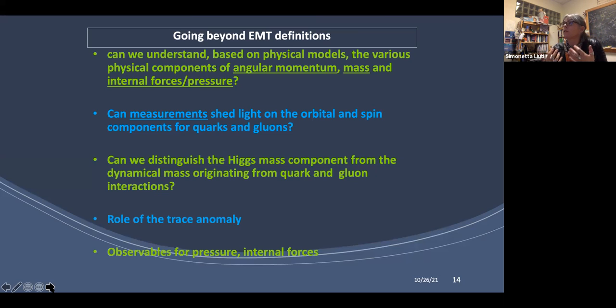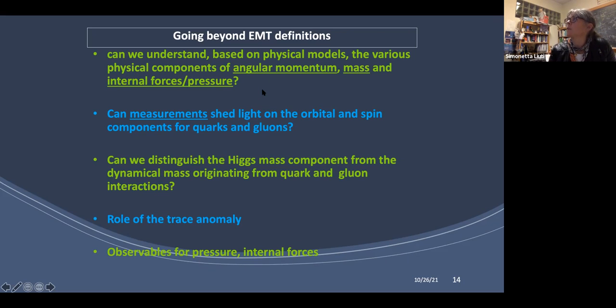One question that is urgent, I think, is can we distinguish the Higgs mass component, which comes with the quark mass multiplied by the ψ̄ψ condensate, from the dynamical mass, the part that comes from the quark and gluon interactions, and how do we see this in experiment? Here comes the role of the trace anomaly, because we know perturbative QCD has an important role in this. And then again, what are the observables for pressure and the internal forces?